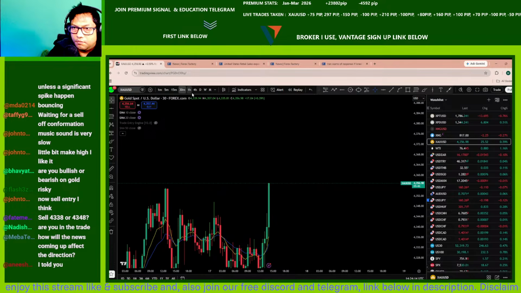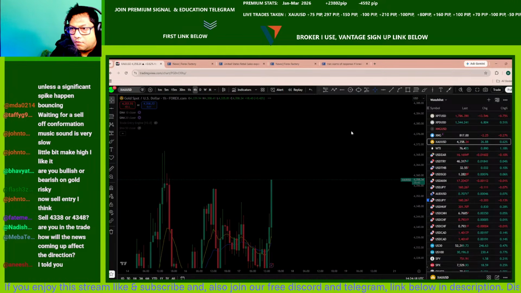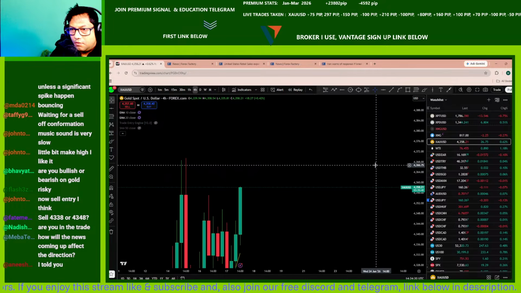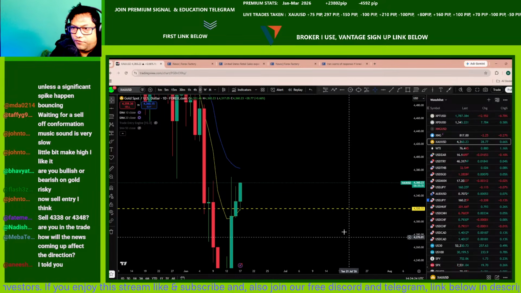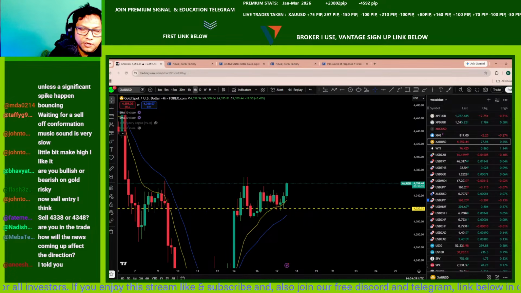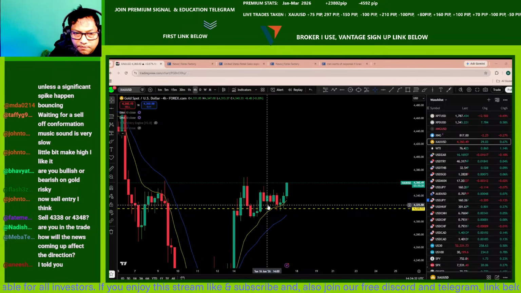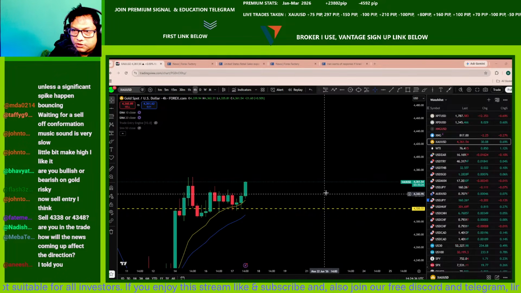Now, this is a very unusual breakout. With this, I think this is mostly due to the current fundamentals that you can see. How will news come up? Yeah, I think it's due to the fundamentals.